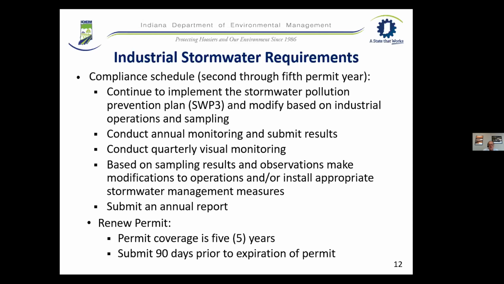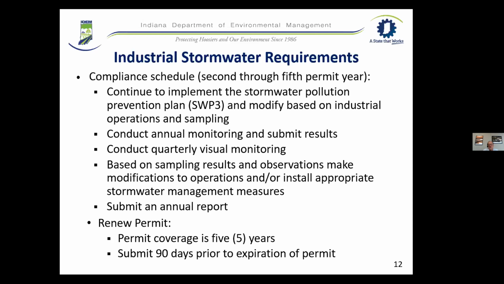In the second year, compliance schedule for second through fifth year permit, you're going to continue to implement your pollution prevention plan and modify that plan based on industrial operations and sampling. Think about the stormwater pollution prevention plan as a living document that's going to be updated and as a tool to manage your industrial facility. And then conduct your annual monitoring and submit the results. Continue to conduct your quarterly visual monitoring.